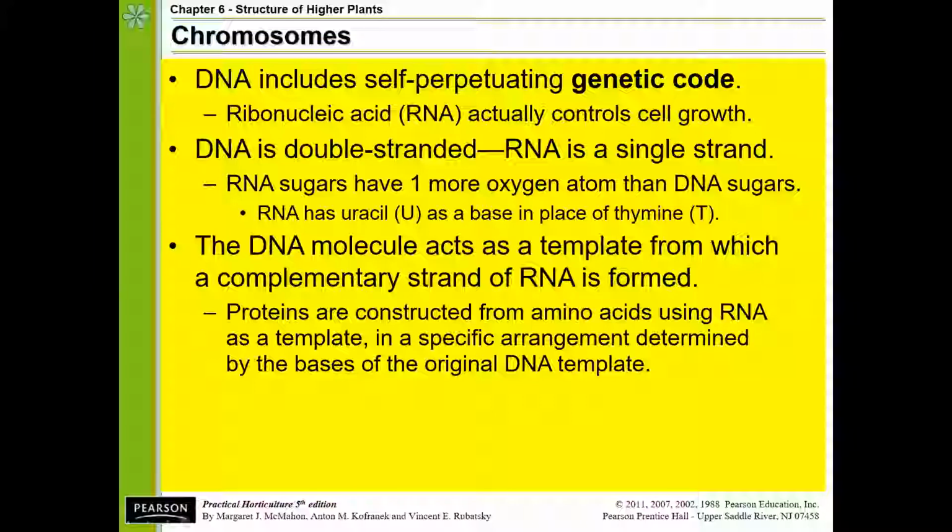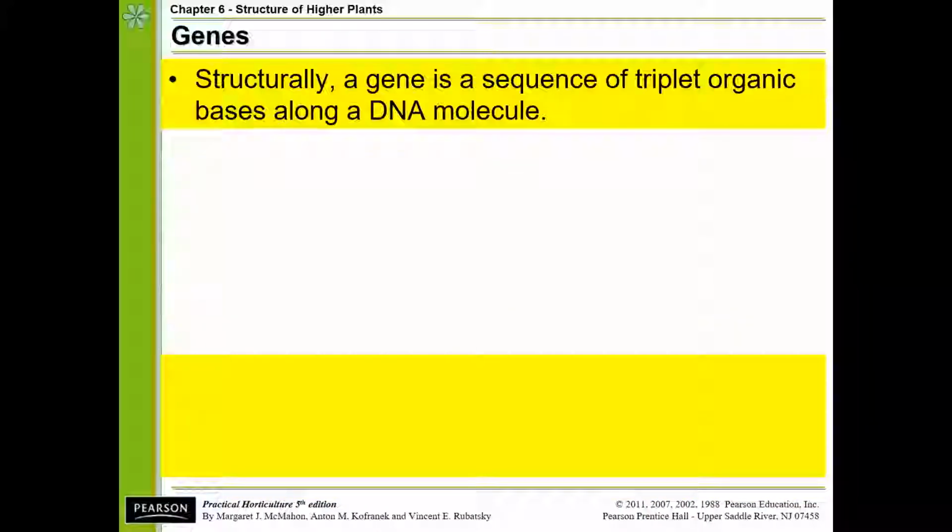And I can see where you might get confused here because it says the DNA molecule acts as a template from which a complementary strand of RNA is formed. But RNA is what is actually used as the template for the DNA to reform. And I'm going to go back and alter some of the credit given to some of the answers here from the difference in a gene, what a gene is, right?